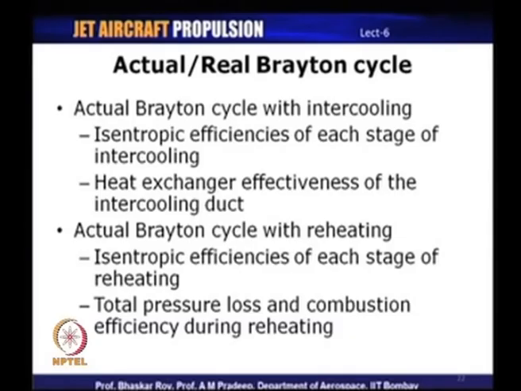For intercooling, we consider isentropic efficiency of each stage and also the heat exchanger effectiveness of the intercooling duct. With reheat, we have isentropic efficiencies of each of these stages of reheating, and the second aspect would be total pressure loss and combustion efficiency, which will have to be considered during reheat.